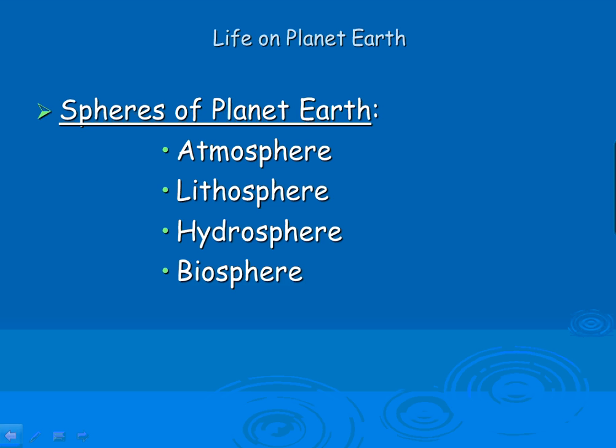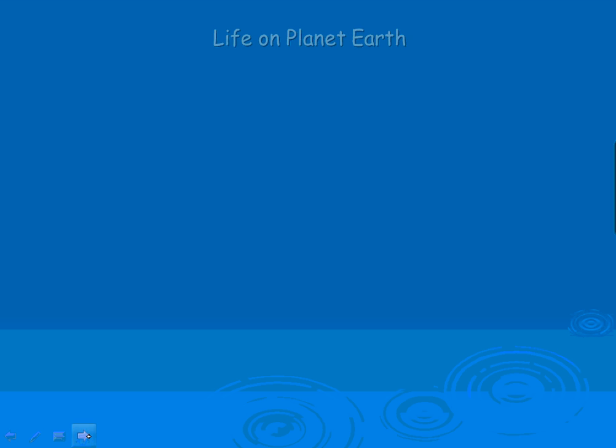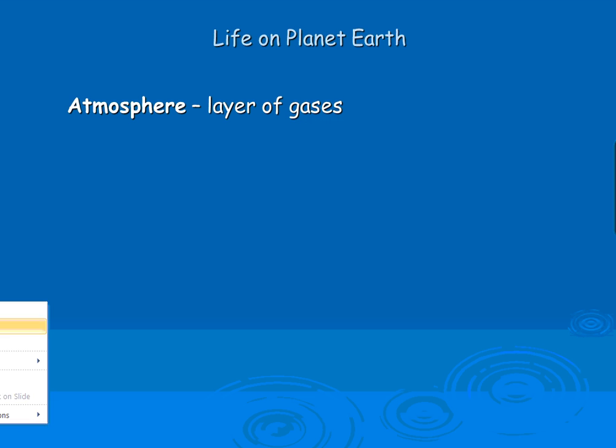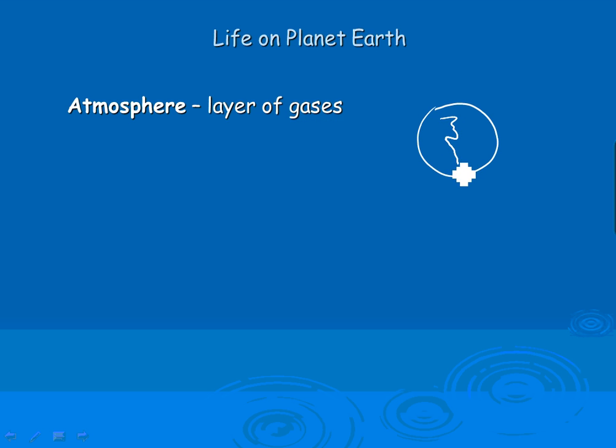But there's different conditions in each one of these spheres, and that allows for different life, and it allows for different things to go on. So if we look at the atmosphere, if you look at the Earth, and let me just try to draw a little quick diagram. You have the Earth here, and North America, South America, and that looks nothing like it, but it doesn't matter.